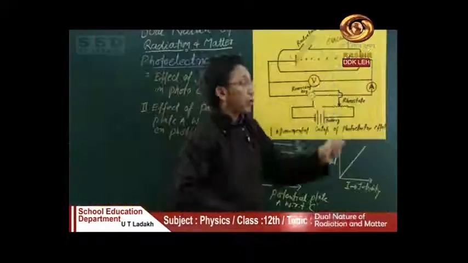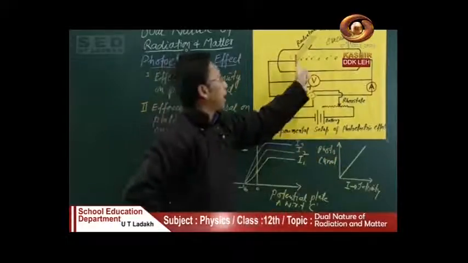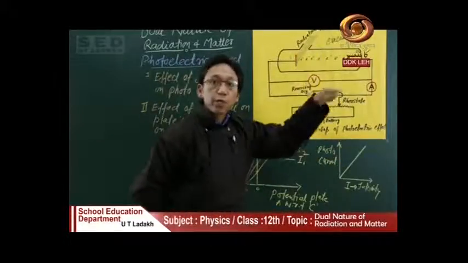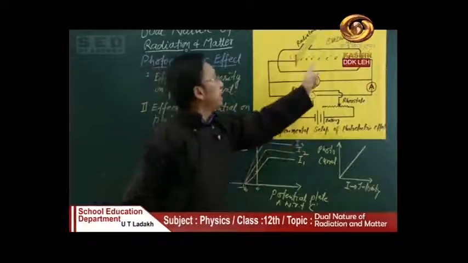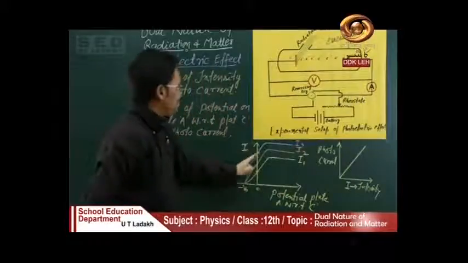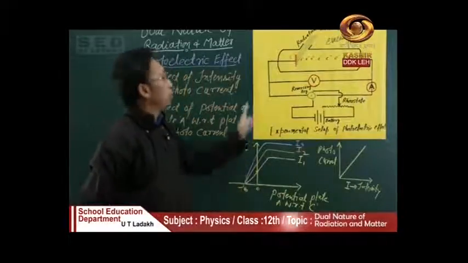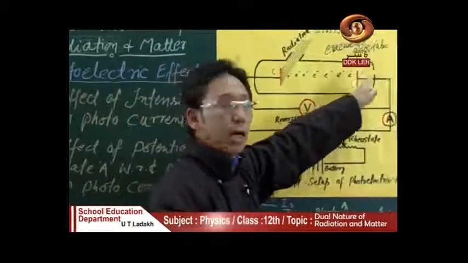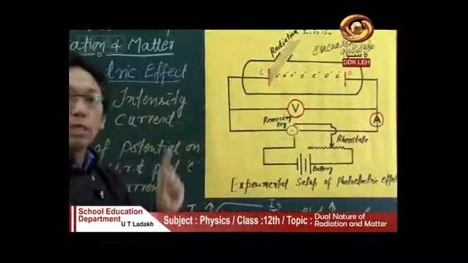So it is actually working against the kinetic energy of this electron. It will not allow any electron to reach plate A. Therefore, the current becomes equal to 0. When no electron is reaching A, the current in the emitter will become equal to 0.